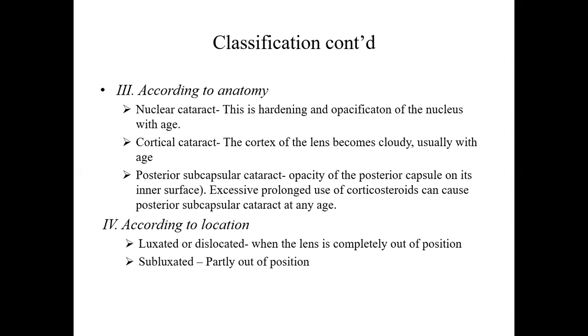Then it can be partly out of position, and that's when we call it subluxated. The other one is luxated or dislocated. This one is subluxated. That means maybe part of the zonules at one end is broken, and the other end zonules are intact. So the lens is hanging either posteriorly or anteriorly.